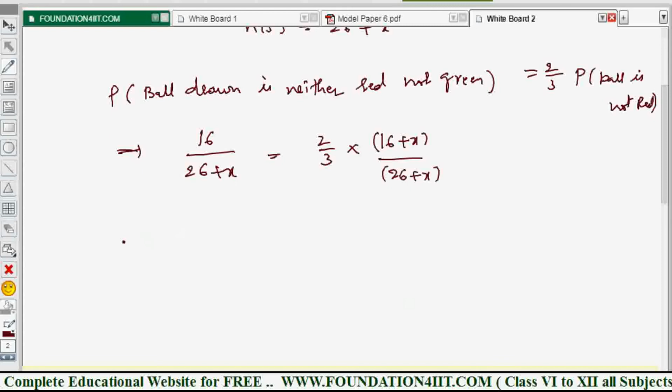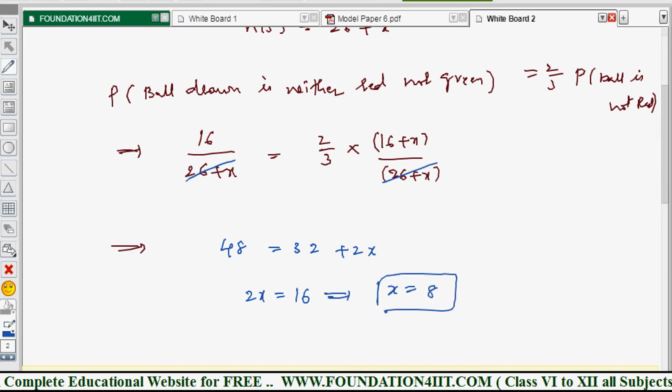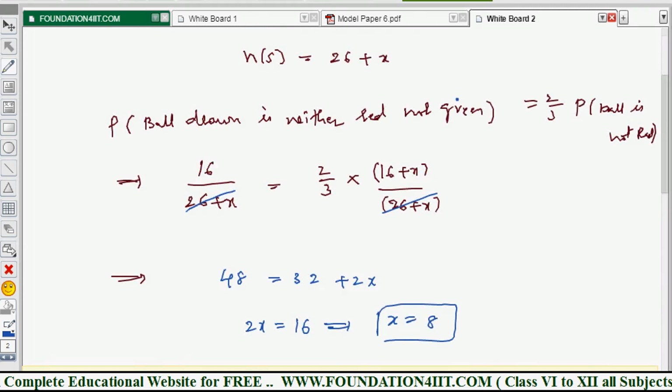It's simple. By cross multiplication, the 26 plus x factors cancel on both sides, and we get 48 equals 32 plus 2x. Then 2x is equal to 16, so x is equal to 8. Since x is the number of green balls, green balls is 8. You should read the statement clearly first.